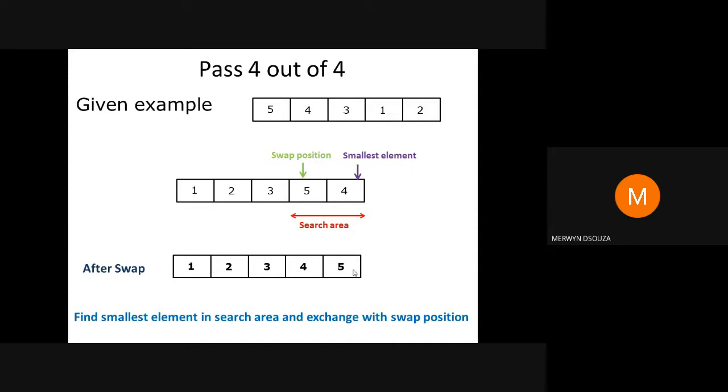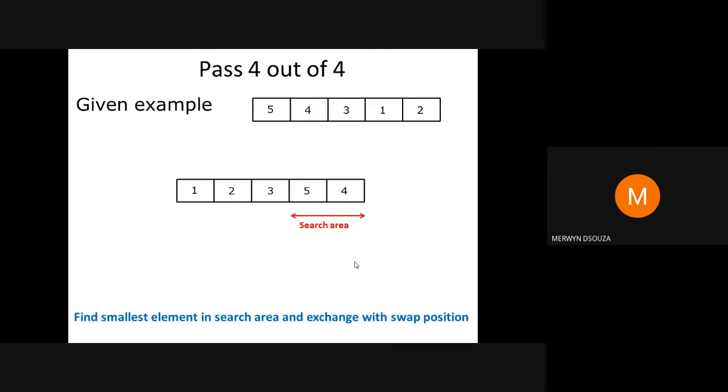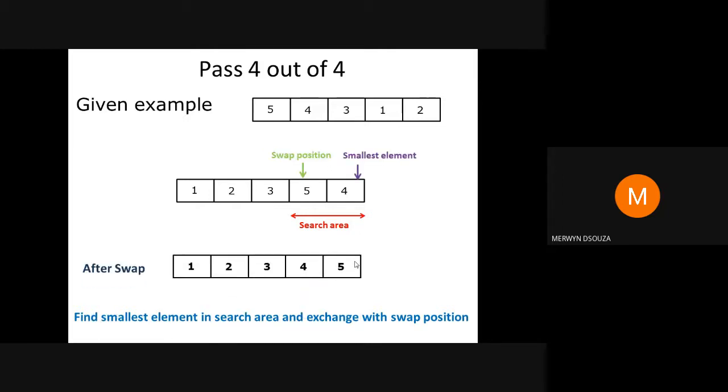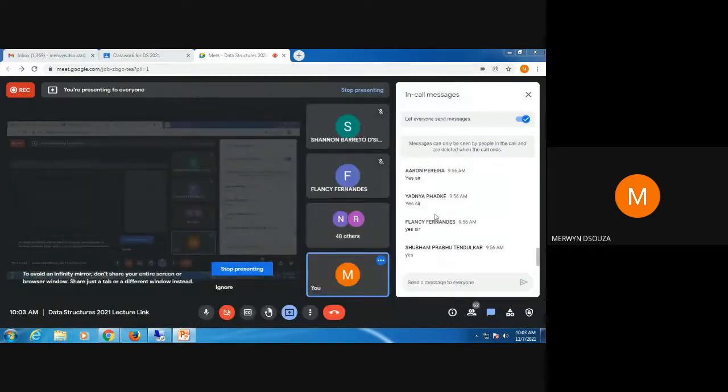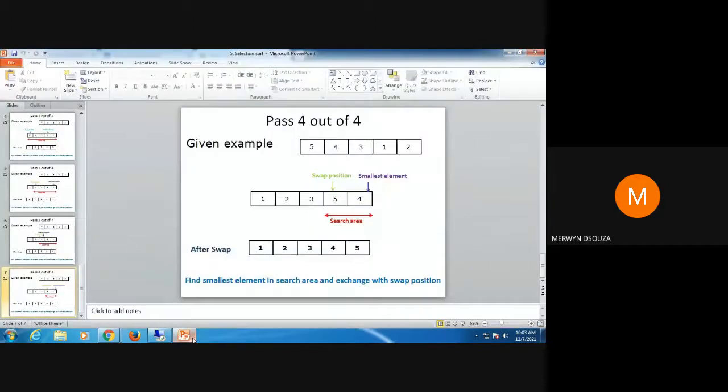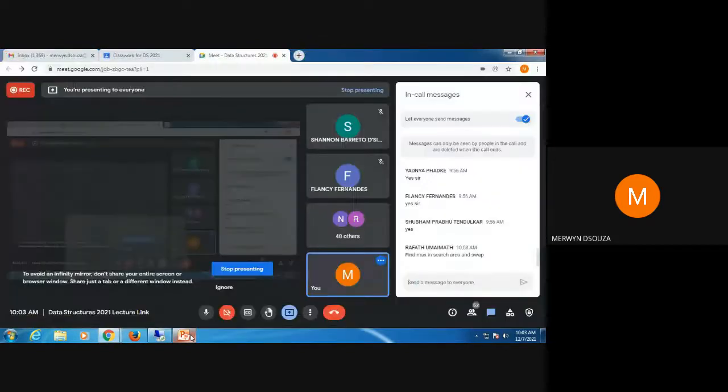If you wanted to do the same thing in descending order, what change would you have to make, students, if I wanted to do selection sort in descending order? Instead of the smallest element, what would you be finding? Yes, correct. You would be finding the maximum in the search area and swapping, like Rafat and Jaden have told you.